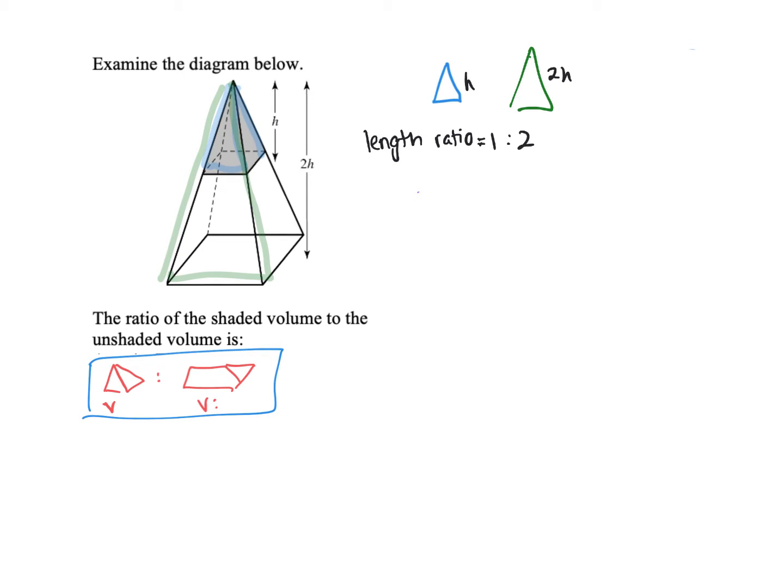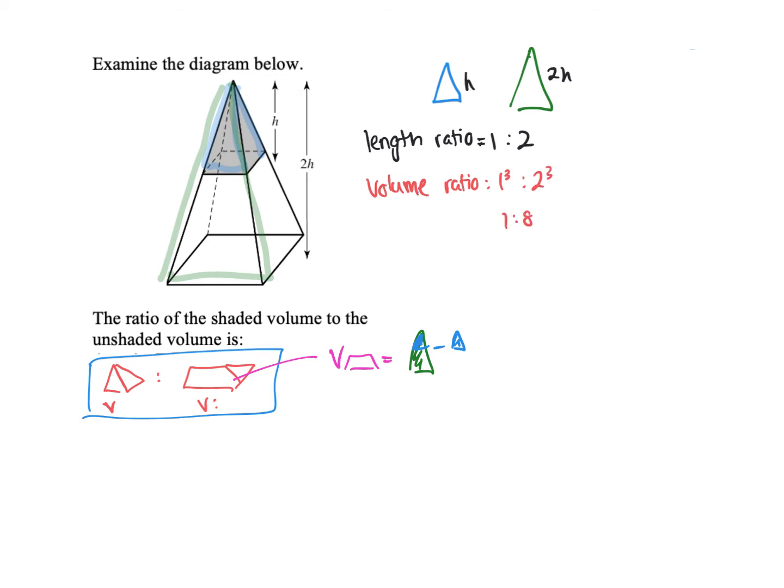Now we're talking about volume. So if we want this bit, the volume of that bottom part, it would equal the volume of the large one minus the volume of the small one. Because if you cut that off, you'll end up with just the bottom bit. So if we get the volume ratio of those two things, remember we would cube it. So it'd be 1 cubed to 2 cubed. So it's 1 to 8.